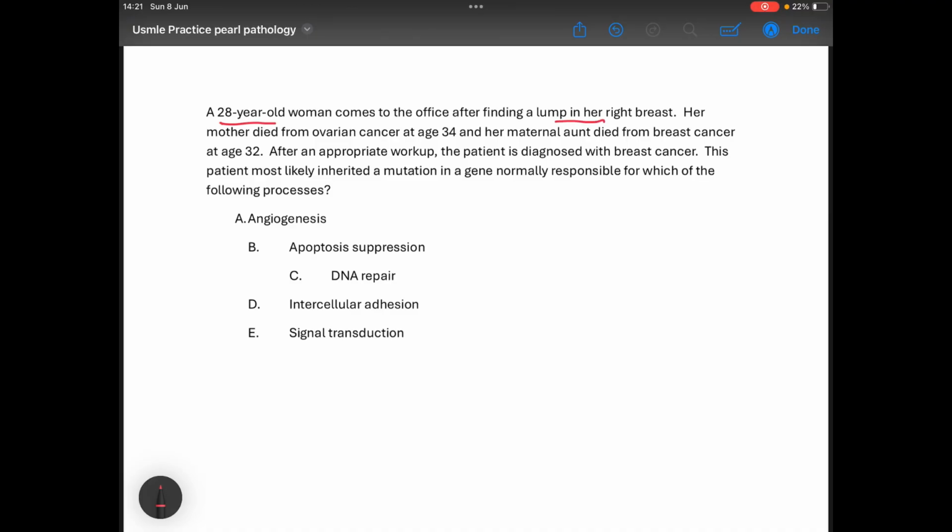Her mother died from ovarian cancer at age 34. Her maternal aunt died from breast cancer at age 32. After an appropriate workup, the patient is diagnosed with breast cancer. This patient most likely inherited a mutation in a gene normally responsible for which of the following processes?